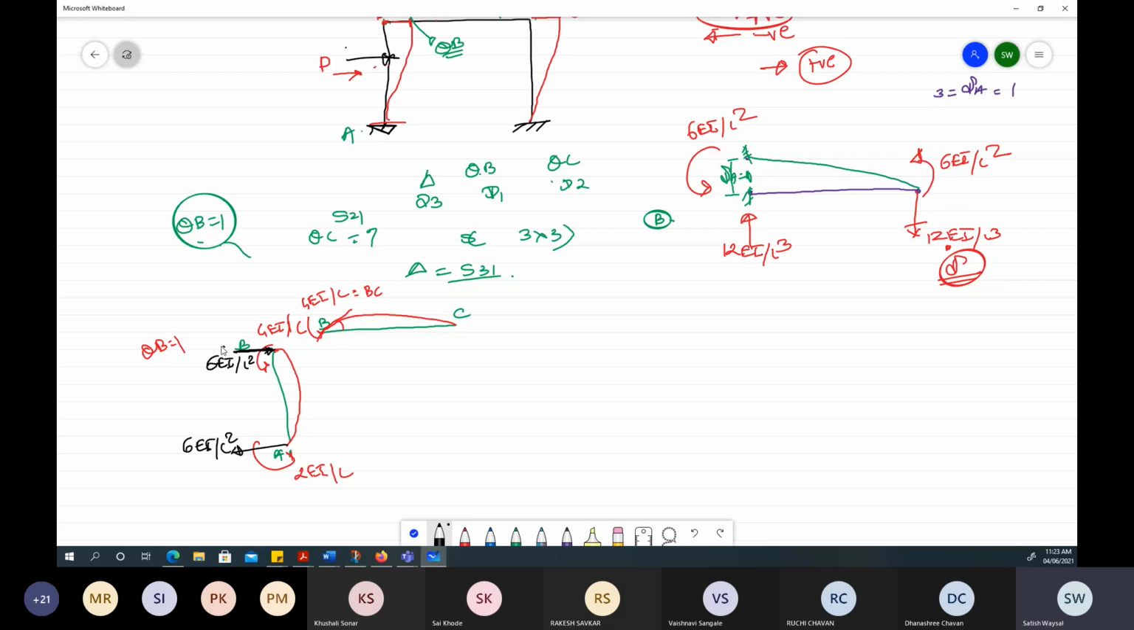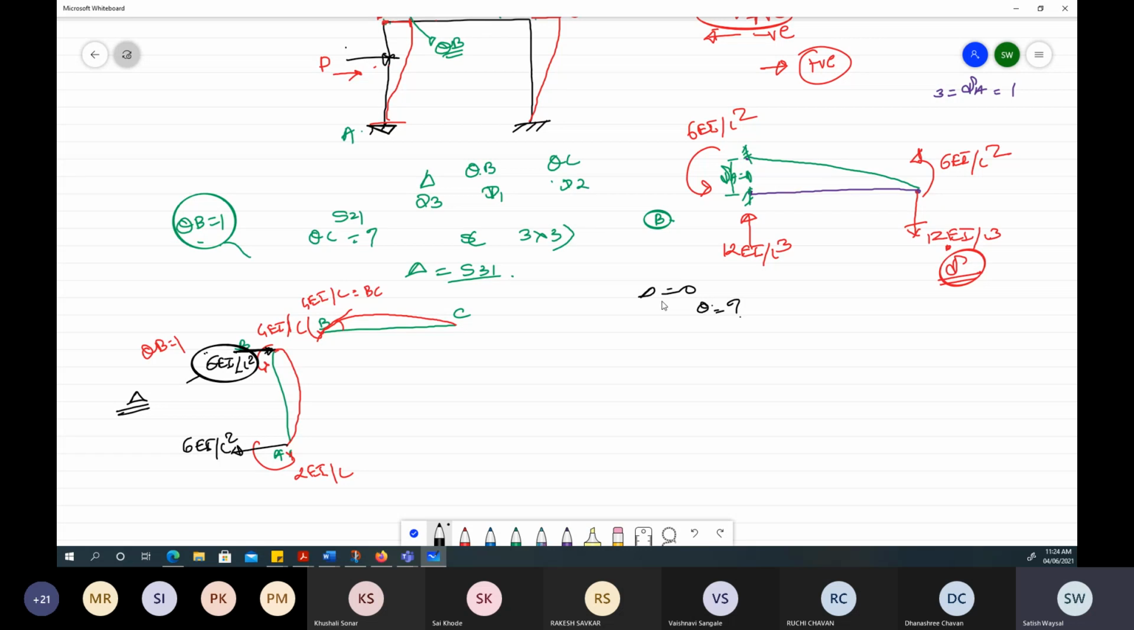Whatever the force is here, this 6EI by L square is going to contribute to the delta; it is going to add to the delta. These things we have to consider when there is translation in the frame. So this is a change. Initially, in the non-sway case, there is no translation, and delta is always equal to 0. So we only bother about the rotations theta. The structures we analyzed, where the rotations are the only unknowns, were in the non-sway category.